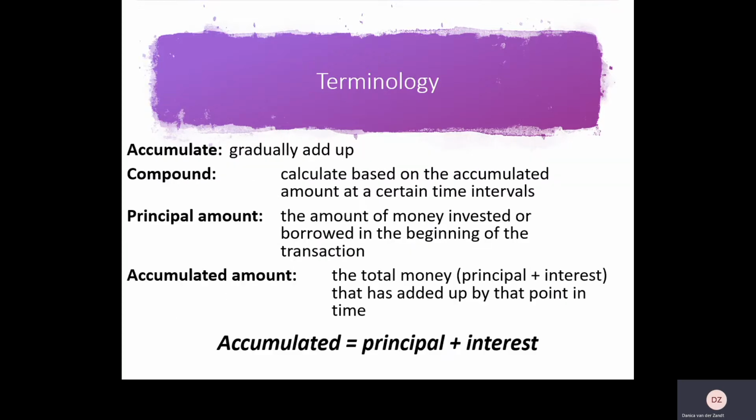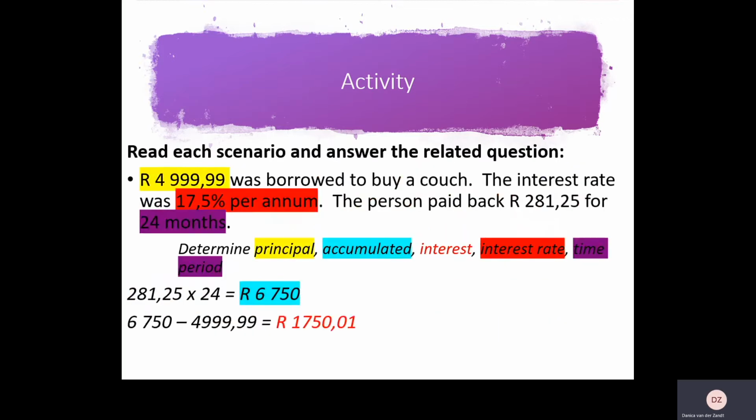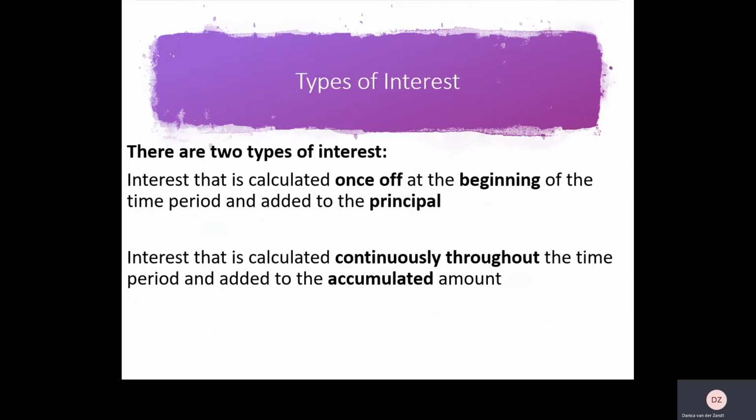Borrow and invest, we looked at the different ideas of compound, accumulate, principal, and accumulated amount. We looked at some examples that we calculated and found the different parts of those things. We looked at what the two different types of interest were. Simple interest is always one calculation at the beginning. It doesn't matter how many years, it is always one calculation. And then we practiced doing it separately and in one equation.